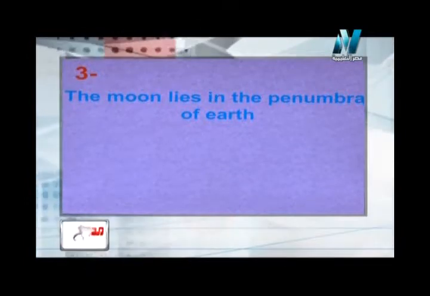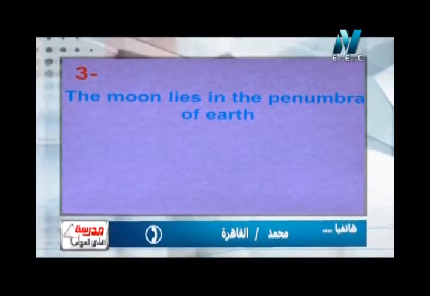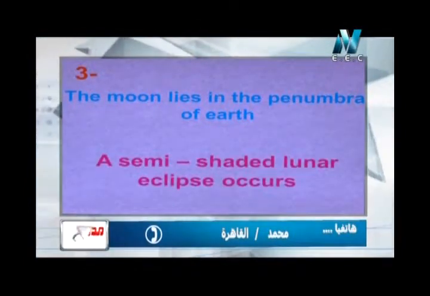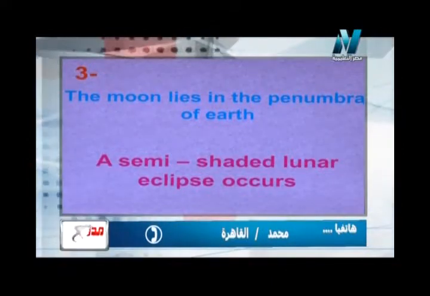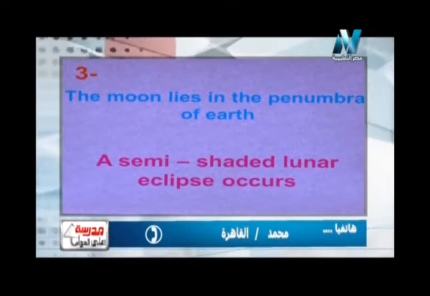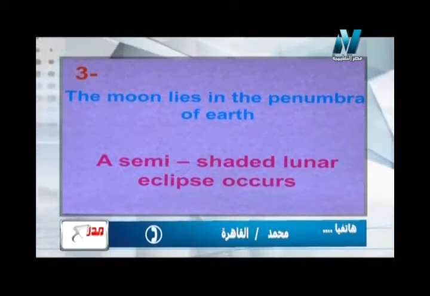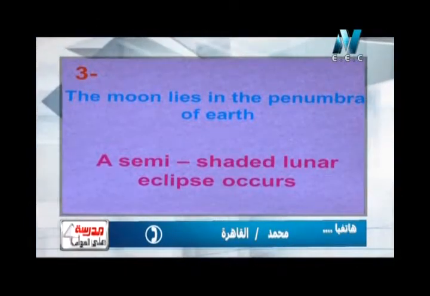So another question for you, Muhammad. The question says, what happened when the moon lies in the penumbra area of the earth? You will see the question now on the monitor. A partial lunar eclipse will occur. No, Muhammad, it's wrong. If all of the moon lies in the penumbra, it will cause a semi-shaded lunar eclipse.